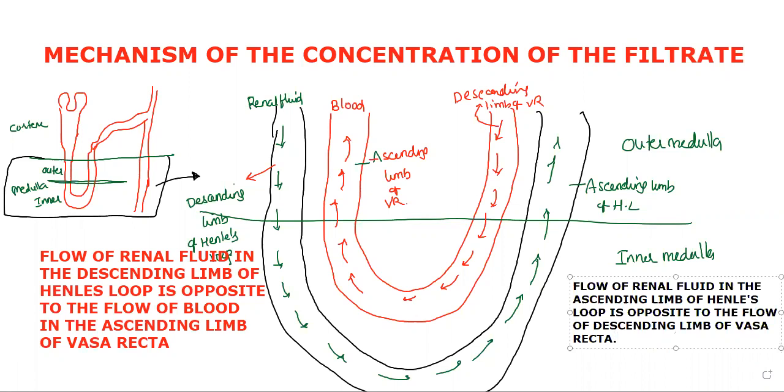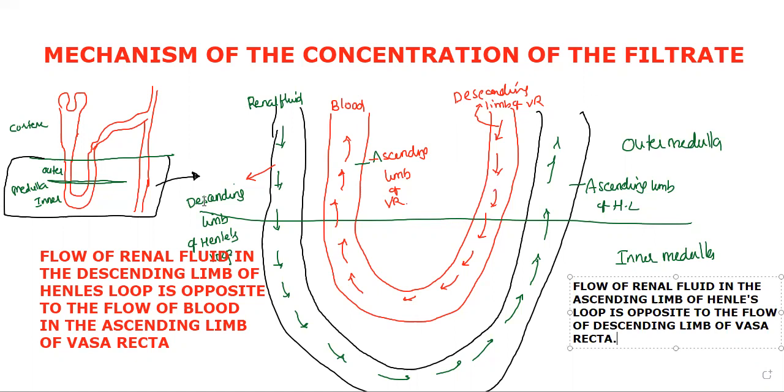First of all, we are seeing what is counterflow. Counterflow means the flow of renal fluid in the descending and ascending limb of Henle's loop is opposite to the flow of blood in the ascending and descending limb of vasa recta respectively. I am mixing two statements into a single statement.